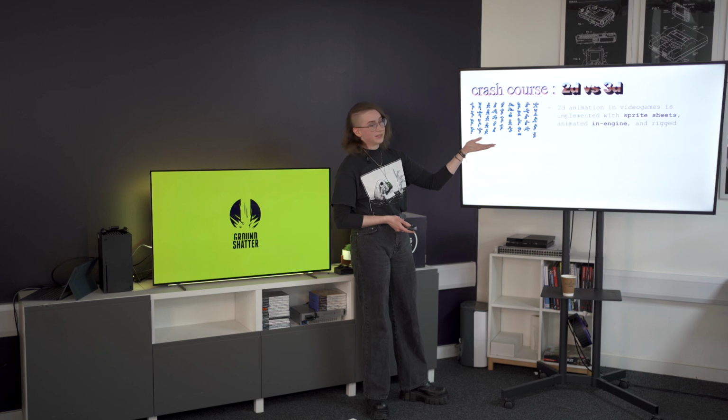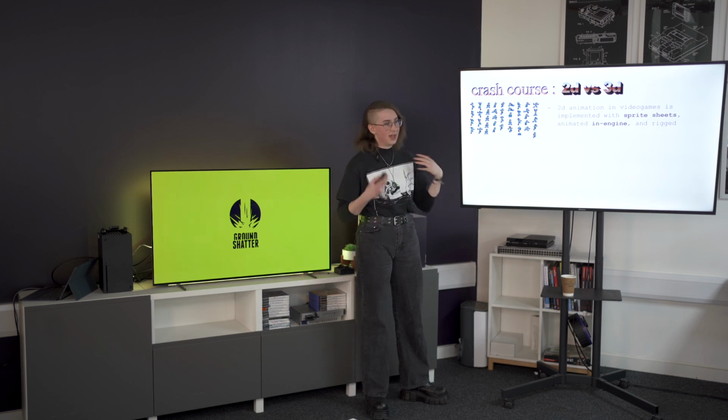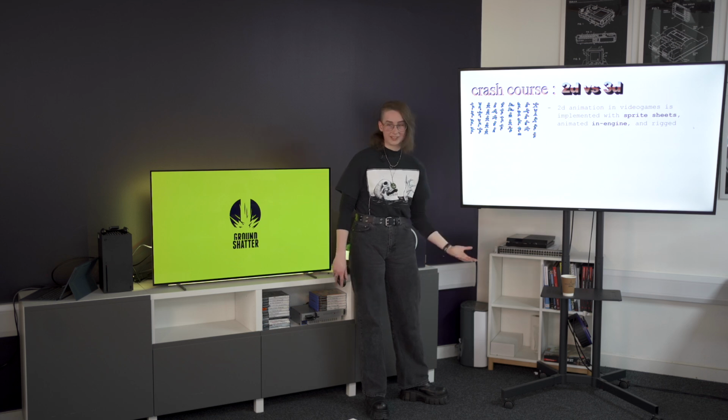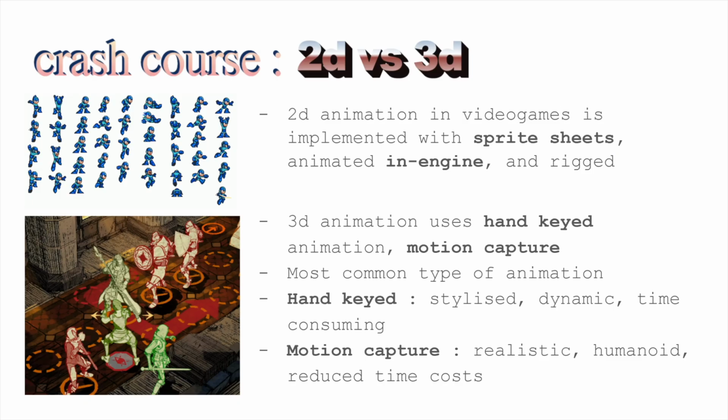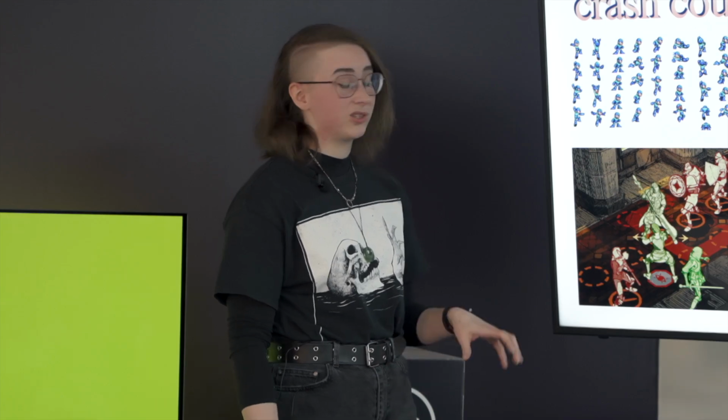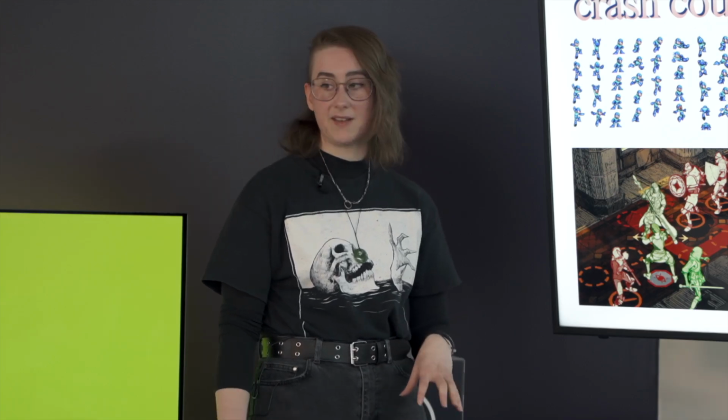Rigged sounds really vague, but that's basically where you have a rigged 2D character. I couldn't really find a lot of research on that either, but I'm predominantly a 3D animator, so I'm going to be talking about 3D a lot. 3D animation uses hand-keyed animation or motion capture. It's also the most common type of animation in video games.